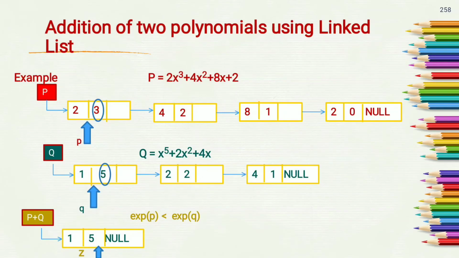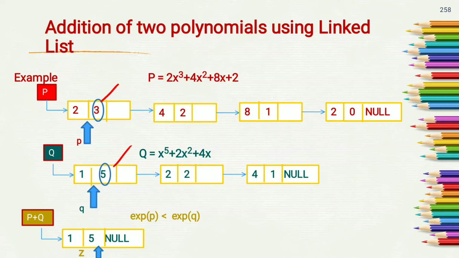Now we have to see how addition of two polynomials performed using linked list. Here we have given two polynomials p and q and their linked list representation. We want to add these two polynomials and create a p plus q polynomial linked list. So here we require 3 pointers. P is a pointer to first node of p polynomial, q points to first node of q polynomial, and z is a pointer which is used to create new node in p plus q polynomial.